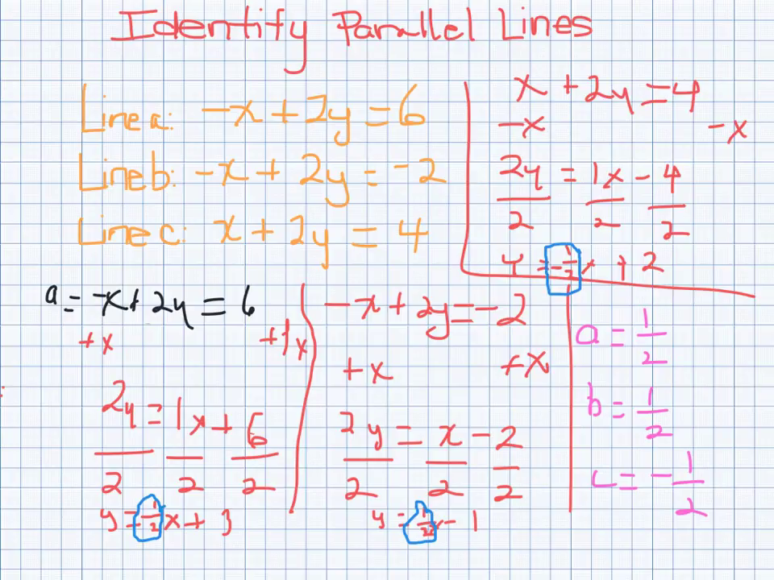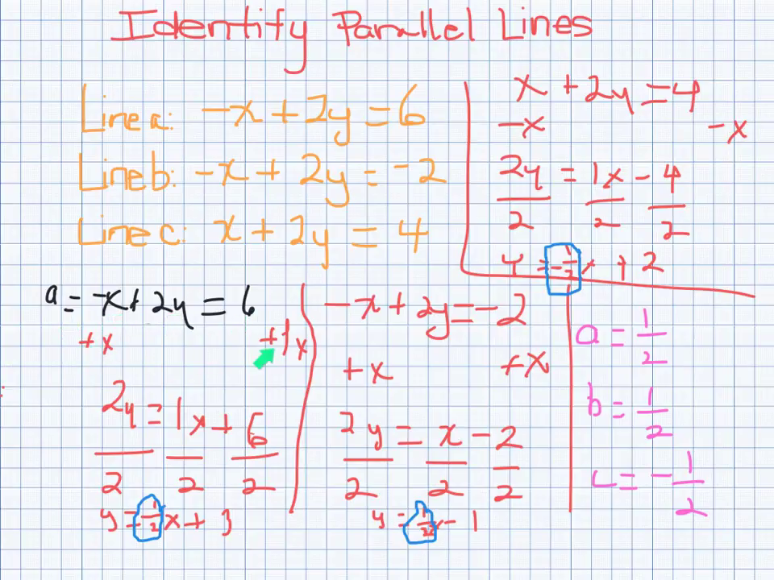Well, ignore all this. I'll walk you through this. It kind of looks messy. So identifying parallel lines. So we have line A, which is the equation negative x plus 2y equals 6. Line B is negative x plus 2y equals negative 2. Line C is x plus 2y equals 4. So right here I did line A is negative 6 plus 2y equals 6.